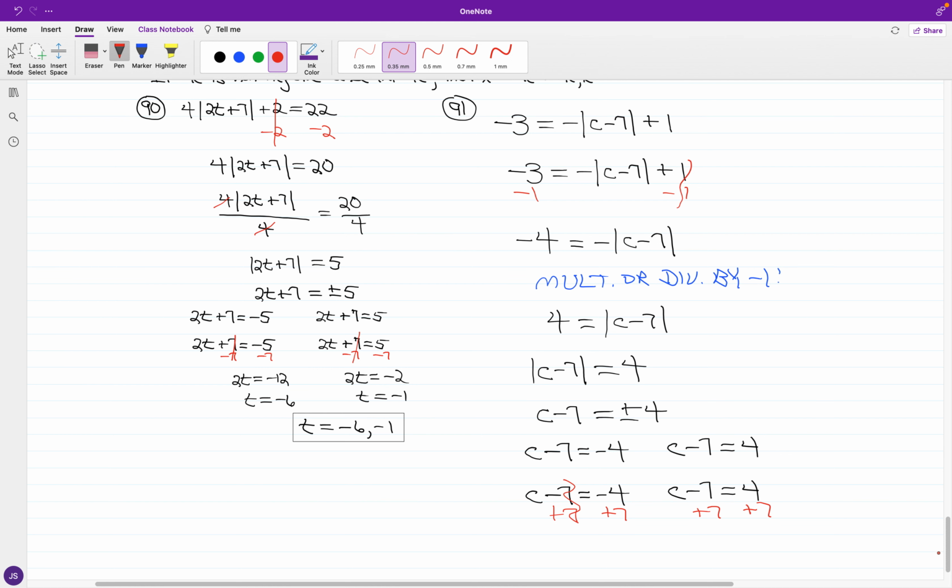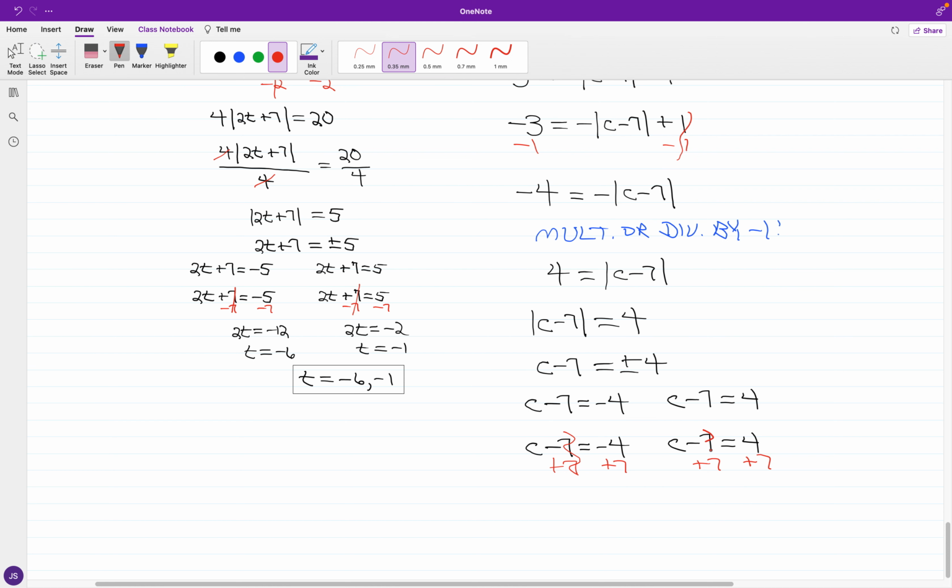Okay, so upon adding 7 throughout both sides of the equation, if c minus 7 is equal to negative 4, c is negative 4 plus 7, which will be positive 3. And if c minus 7 is equal to 4, c is going to be 4 plus 7, which will be 11.